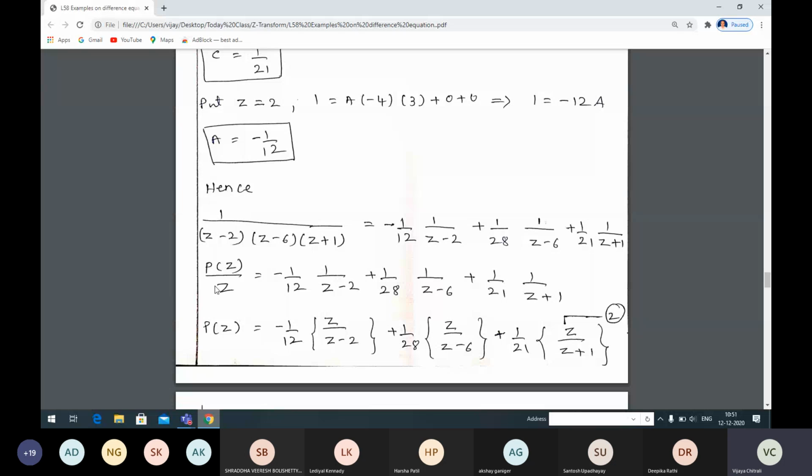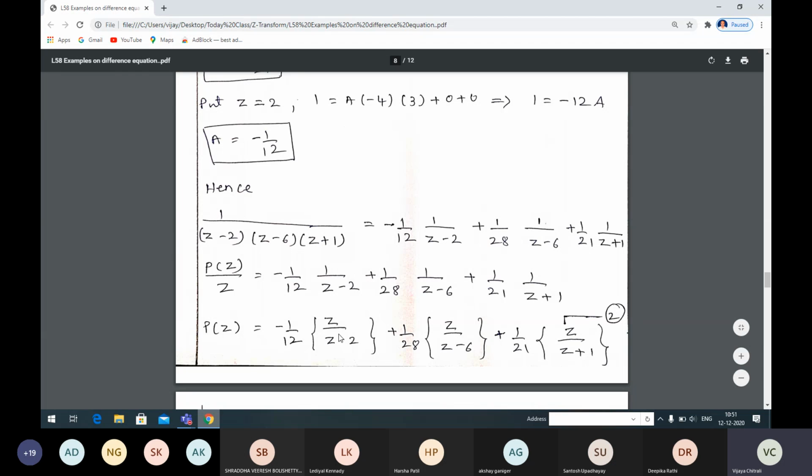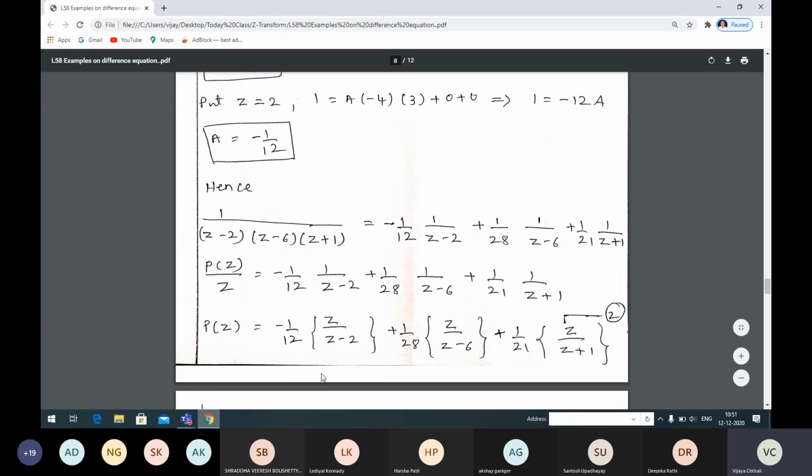So p of z we want, taking this z from LHS to RHS. This is in the denominator, it comes to this side in the numerator. So multiply z for each term: minus 1 by 12 z divided by z minus 2, plus 1 by 28 z divided by z minus 6, plus 1 by 21 z divided by z plus 1. Take this as equation 2.